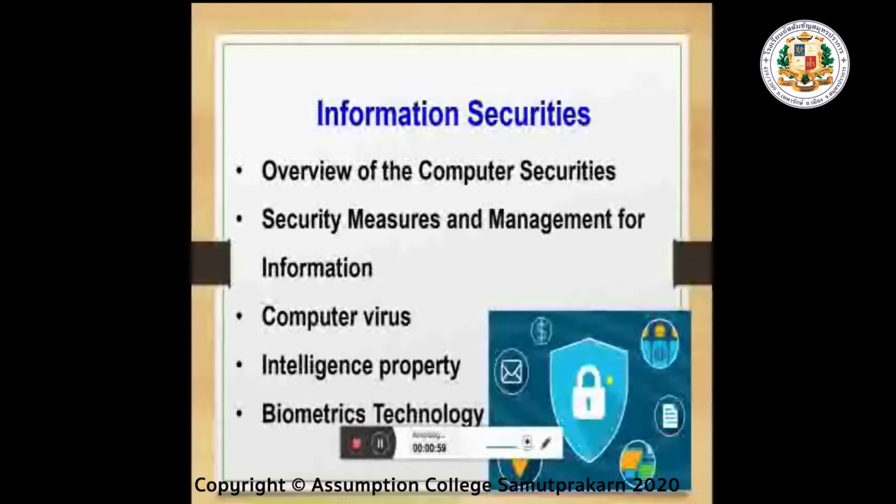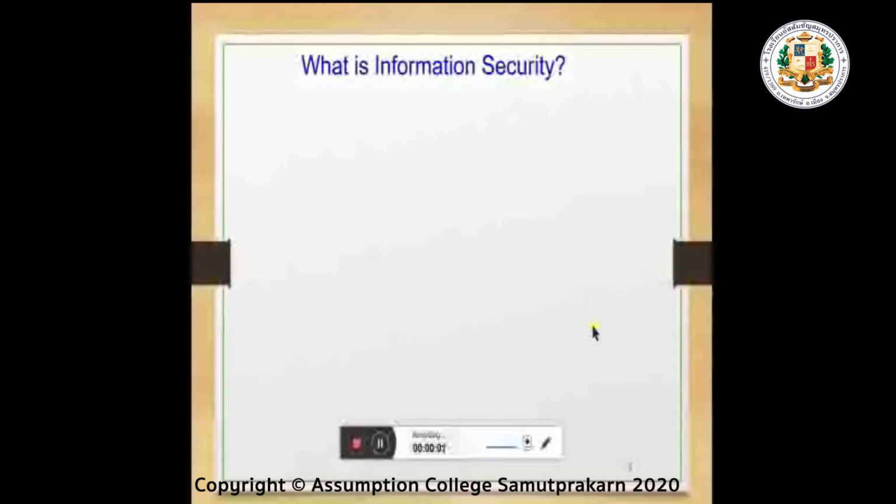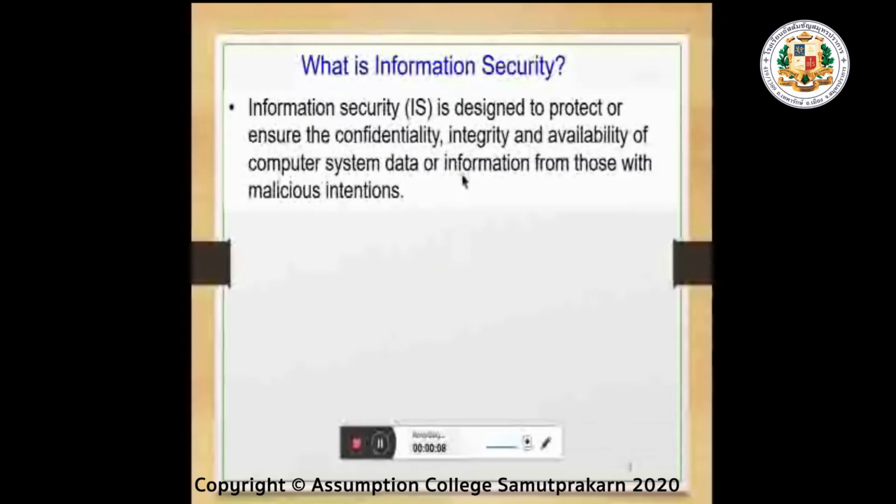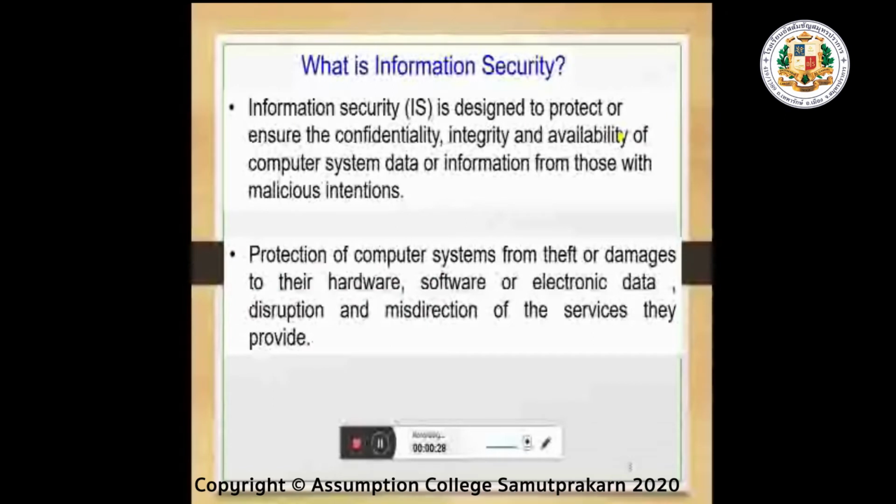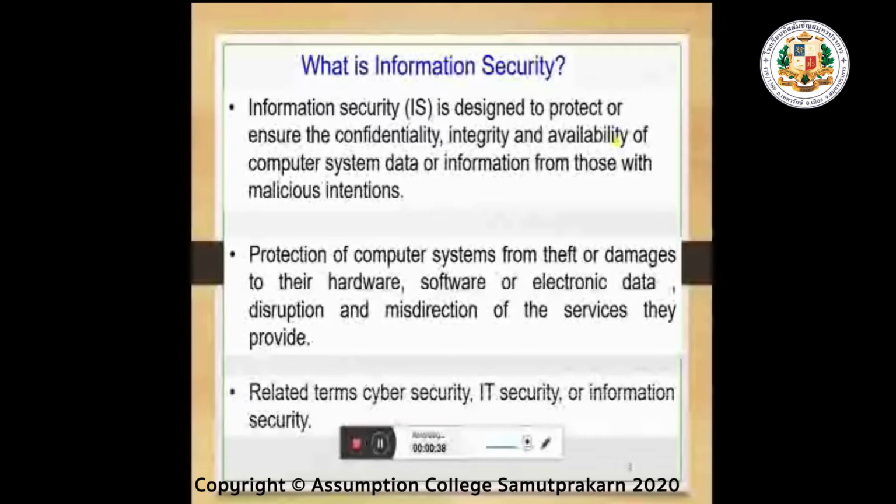Okay, so for the first question, what is information security? Information security is designed to ensure three objectives: confidentiality, integrity, and availability of computer system information, especially from malicious intentions. So to protect the computer system from thieves or damages of the hardware, software, and disruption of the services. And information security is also related to cybersecurity or IT security.